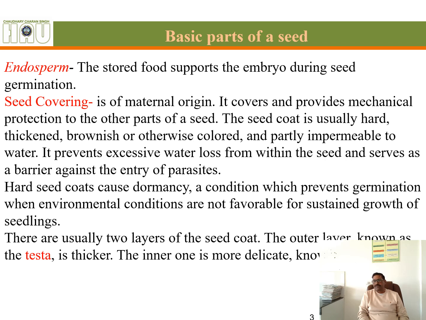It prevents excessive water loss from the seed and also acts as a barrier against entry of different insect pests, diseases or parasites inside the seed. This seed coat is responsible for dormancy also, that helps in preventing germination in adverse conditions and makes it capable of germination when the conditions are favorable. There are usually two layers of seed coat. The outer layer is known as testa and the inner thin and delicate layer is known as tegmen.